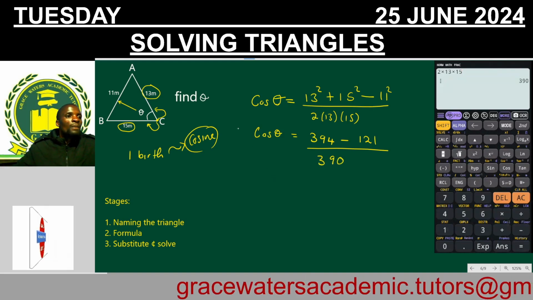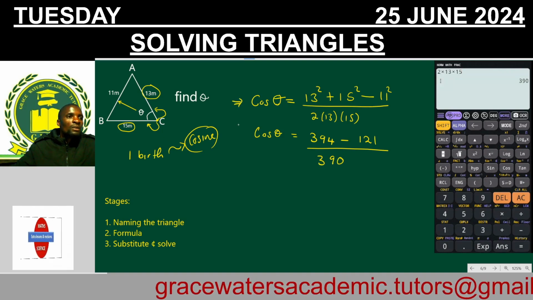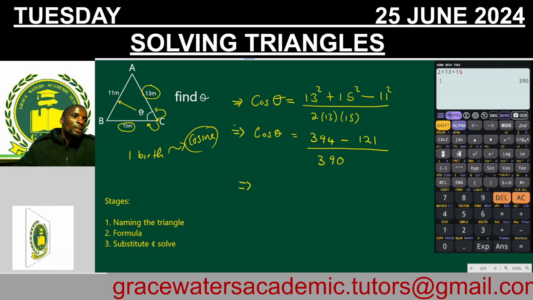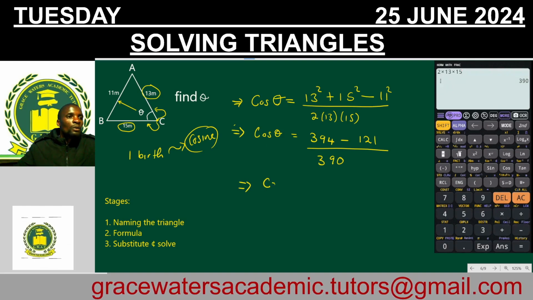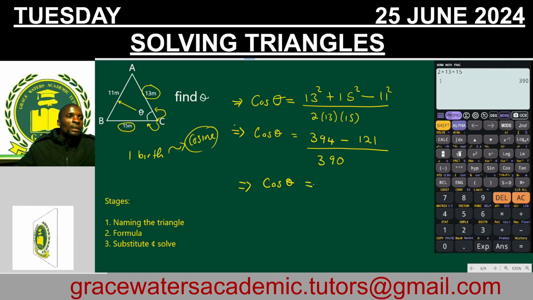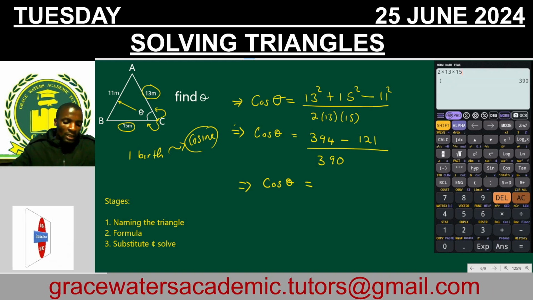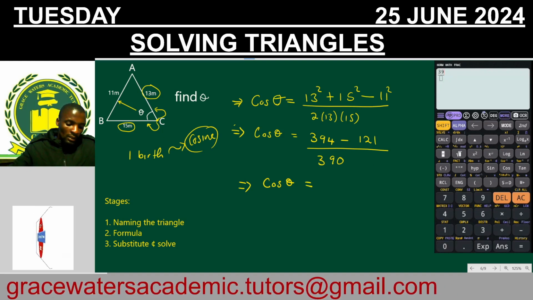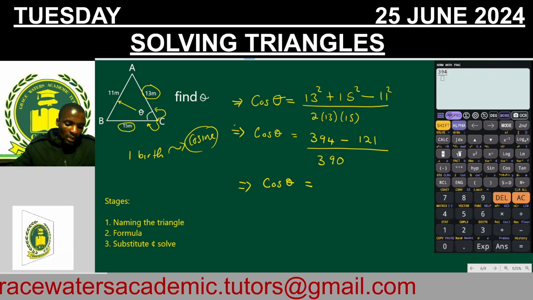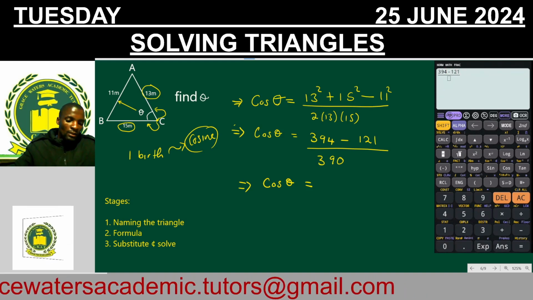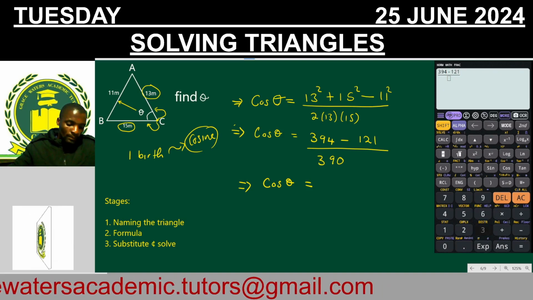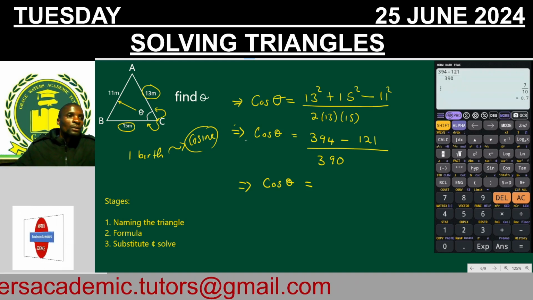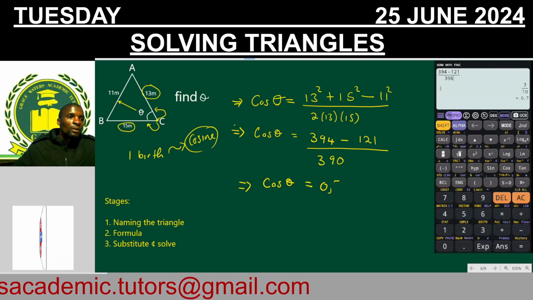Okay, we are going stage by stage. The next stage is I put cos of theta and all these into the calculator so that it can give me one value. With a fraction sign, 394 minus 121, and then all over 390, and we get 0.7. So the answer becomes 0.7.